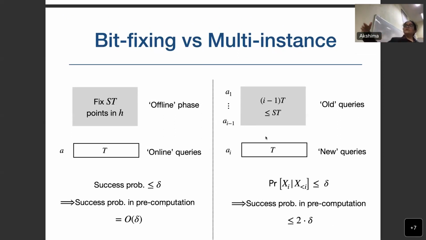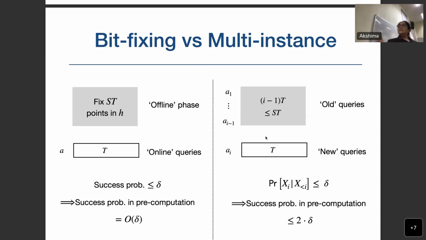In fact, if you show that the success probability is delta in the bit fixing model, it implies order of delta advantage in the pre-computation. And similarly, if you show that the probability of winning on the ith instance, given you run on all the previous instances, is delta, then in the pre-computation model, it's 2 times delta. So we realized this multi-instance model is a generalization of the bit fixing model.